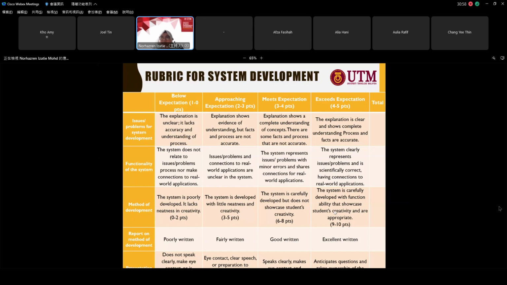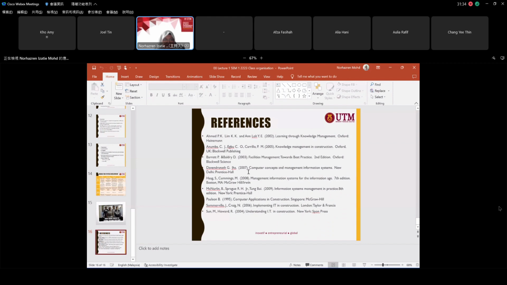Usually the group that manages to come up with the wow system, biasanya dapat yang kat sini lah. In this part dia akan dapat 9 ataupun 10. Then biasanya when you can score this part, then the rest is covered. So this is the list of references if you want to read further regarding knowledge management, system development, computer concept. So hopefully you can do a good job with the group assignment.